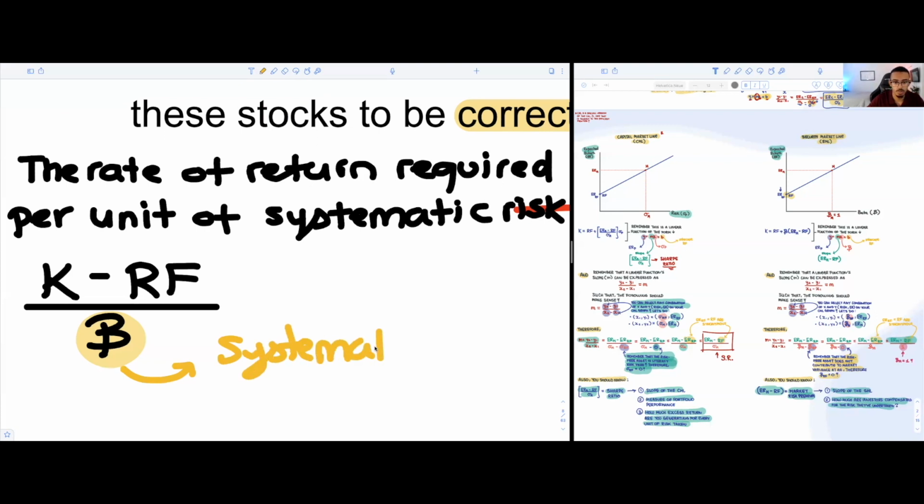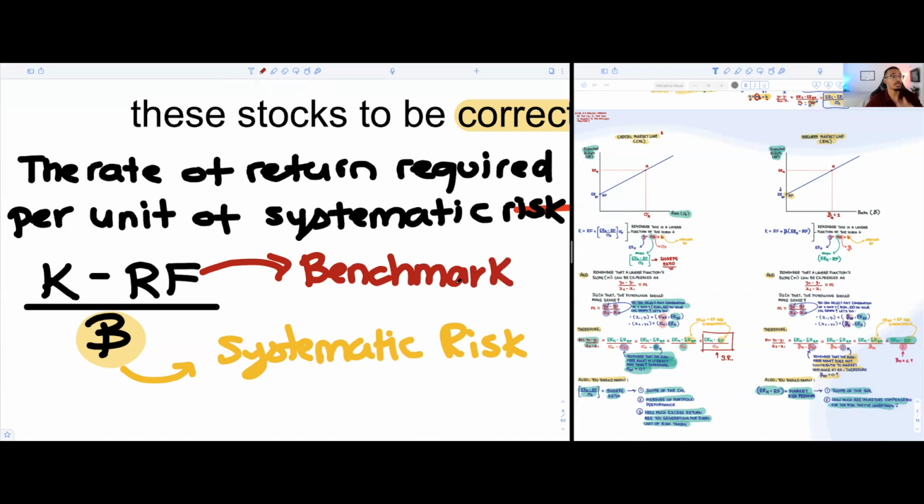Okay. RF is the benchmark, is what we want to beat, because if we're going to take on risk, we need to at least pass the risk-free rate, because the risk-free rate is what we can make without taking any risk. So we want to beat that, okay? And then obviously K, which is going to be our required rate of return.